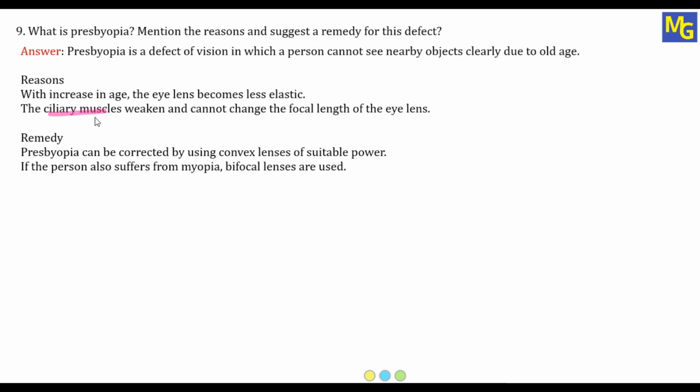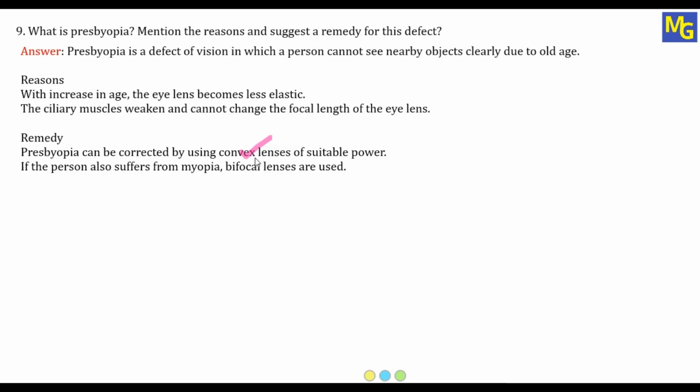How to correct this? What is the remedy? The remedy is presbyopia can be corrected by using convex lenses of suitable power. So here we can use a convex lens. And remember, depending on the power, depending on the disease of the particular person, a suitable power convex lens will be used. It is not that you can use any type of lens.